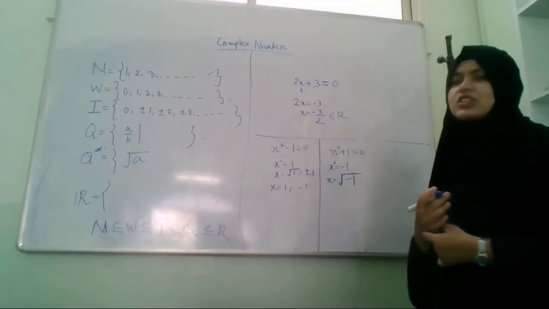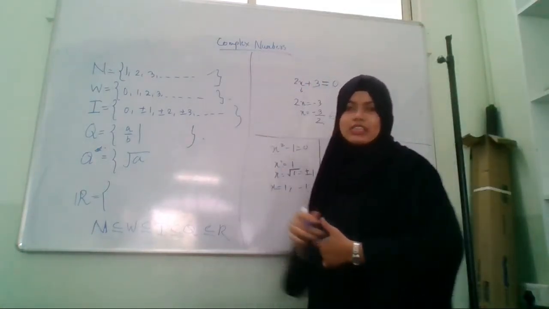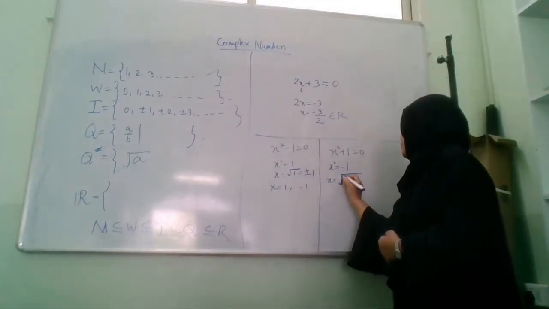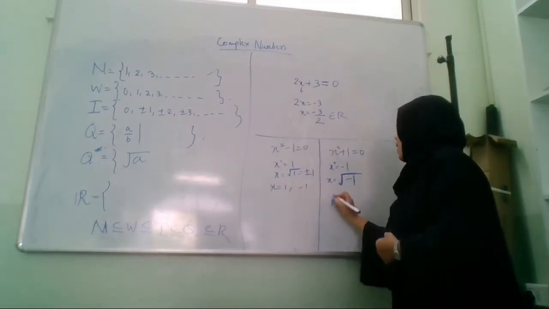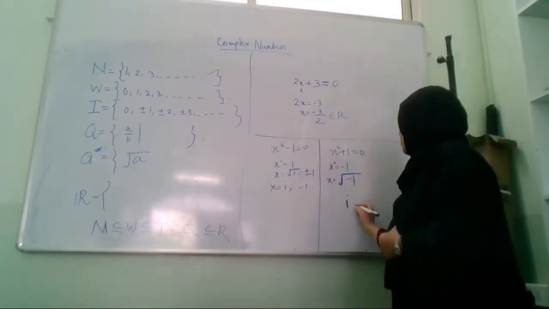Therefore, the mathematicians discovered this set of numbers, that is complex numbers. In that, they discovered root of minus 1, or you can say i. So this is an imaginary number.